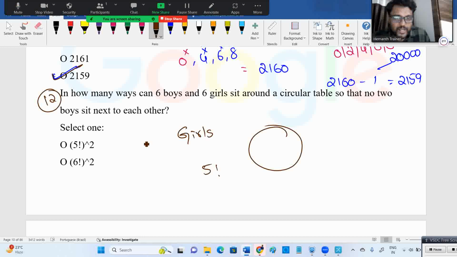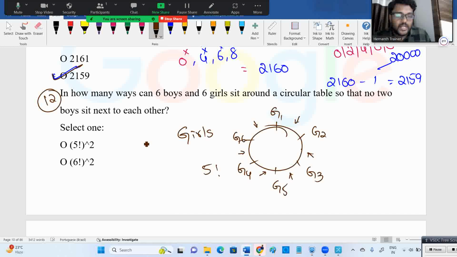And when you have 6 girls arranged in this circular way, you will get gaps. 1 gap, here 2 gaps, 3 gaps, 4 gaps, 5 gaps, 6 gaps. In these 6 gaps, the boys should fit, because boys should not be together, which means they should be between the girls. So let's say this is girl G1, G2, not required in the same order. I can put G5 here, G4 here, G6.